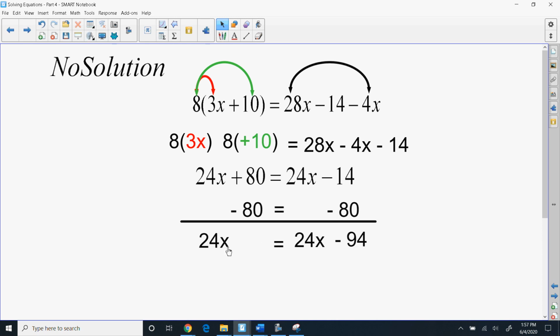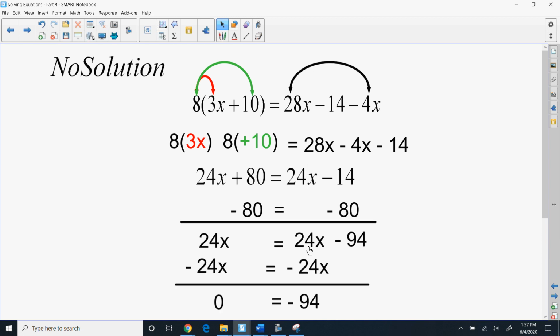So I have 24x equals 24x minus 94. Now I got to get the x's on the left side, so let's put the opposite of 24x on this side, minus 24x on both sides. I notice 24x minus 24x is just 0. Or you can say 0x, but it's just 0.